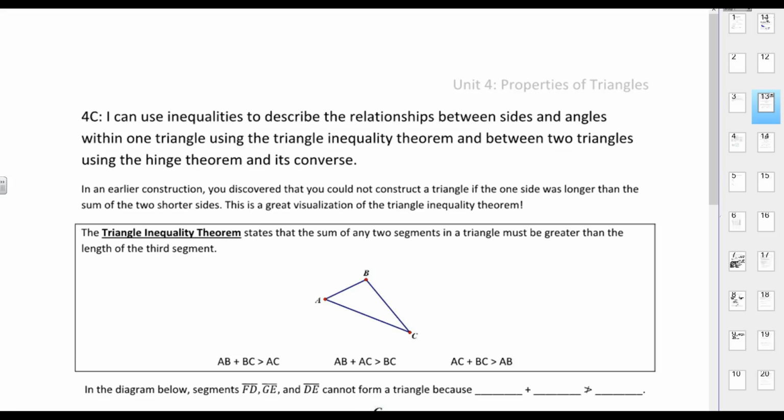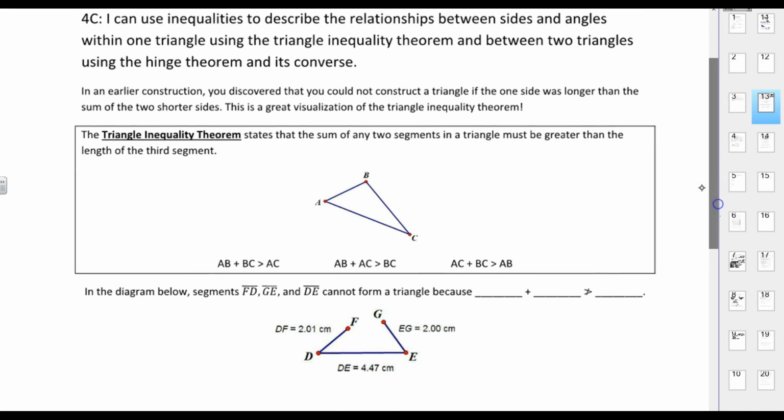I can use inequalities to describe the relationships between sides and angles within one triangle using the triangle inequality theorem, and between two triangles using the Hinge theorem and its converse.